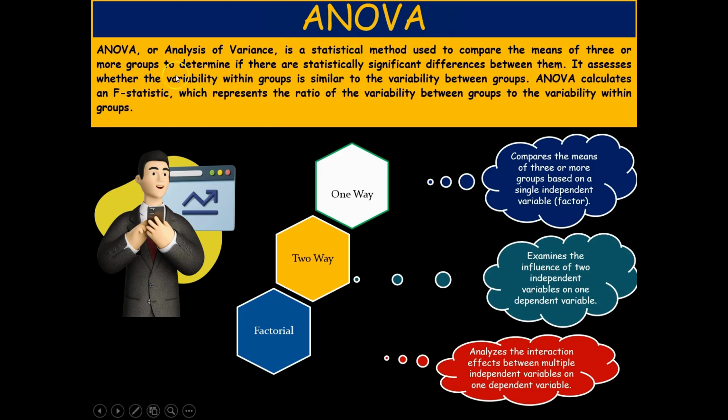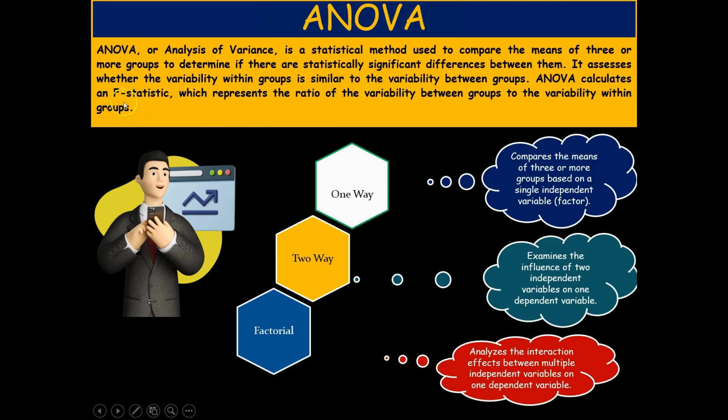Now, this analysis of variance, or ANOVA, is a statistical method used to compare means of three or more groups to determine if there is a statistically significant difference between them, or whether there exists a significant difference among different groups in terms of means, and whether the difference among the groups is real or it is by chance or by error. It also assesses whether the variability within groups is similar to the variability between groups.